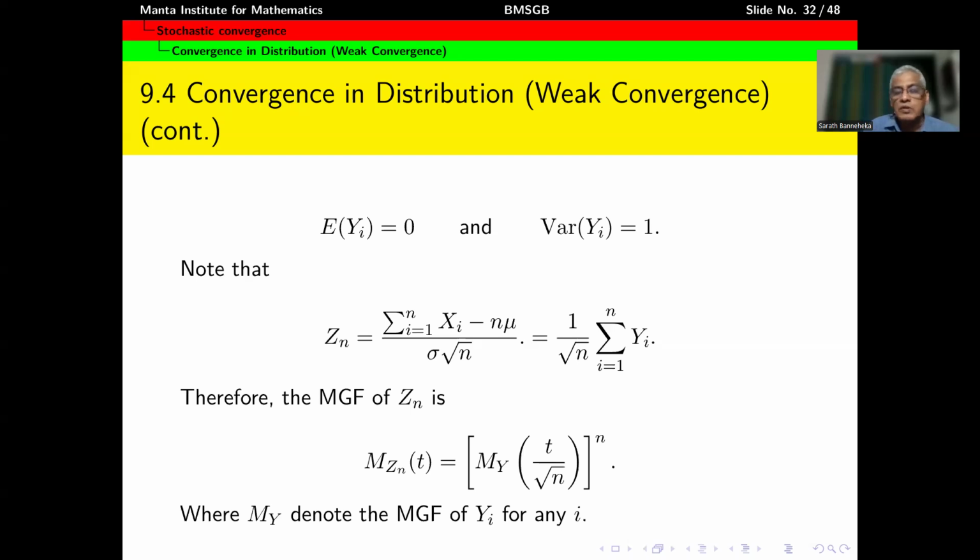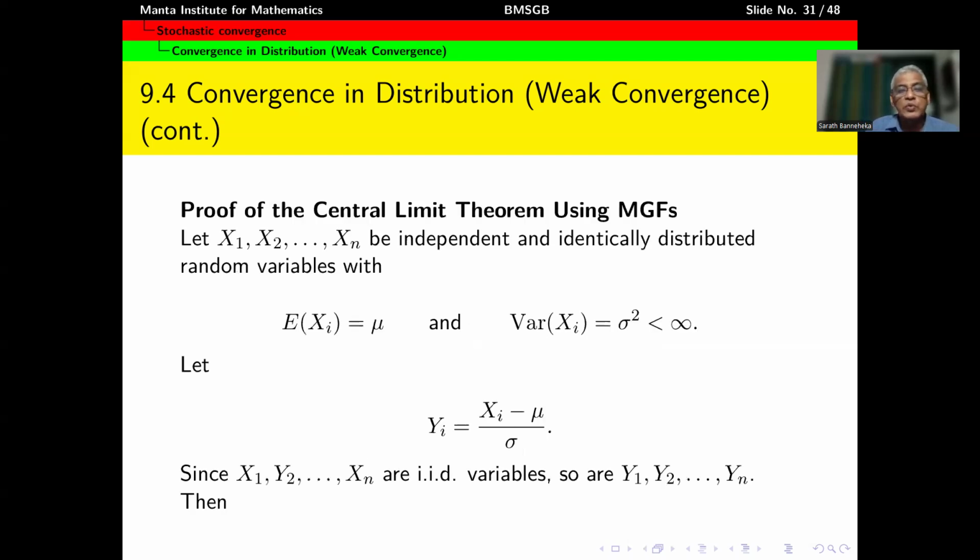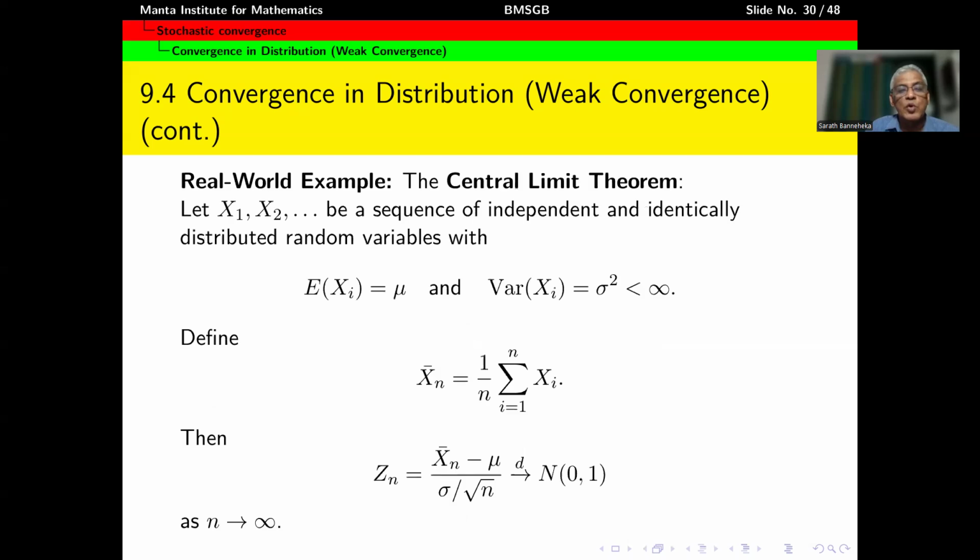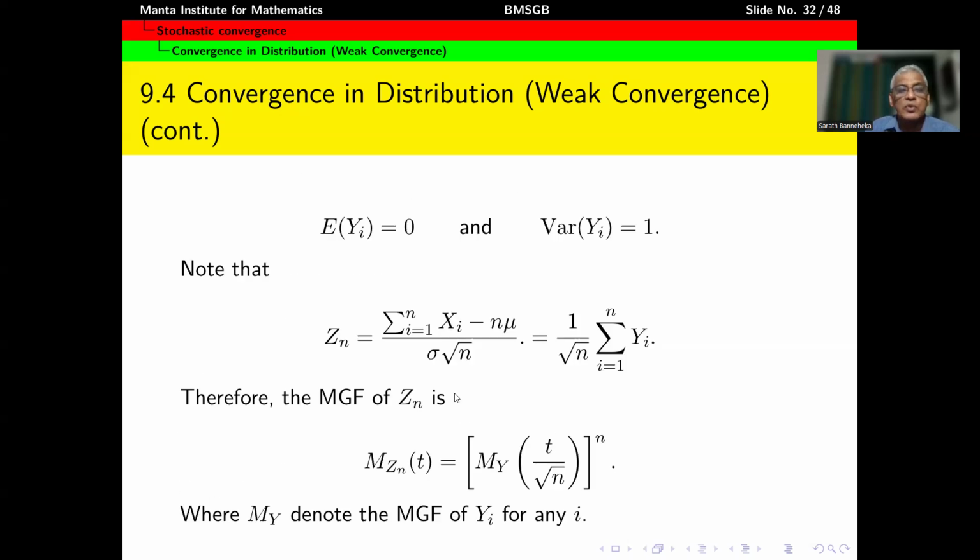Now, what we are going to do is derive the moment generating function of this Zn. Zn is actually the standardized X bar n. In order to find the moment generating function of Zn, it's easy if we note that Zn can be written in terms of Y's like this.